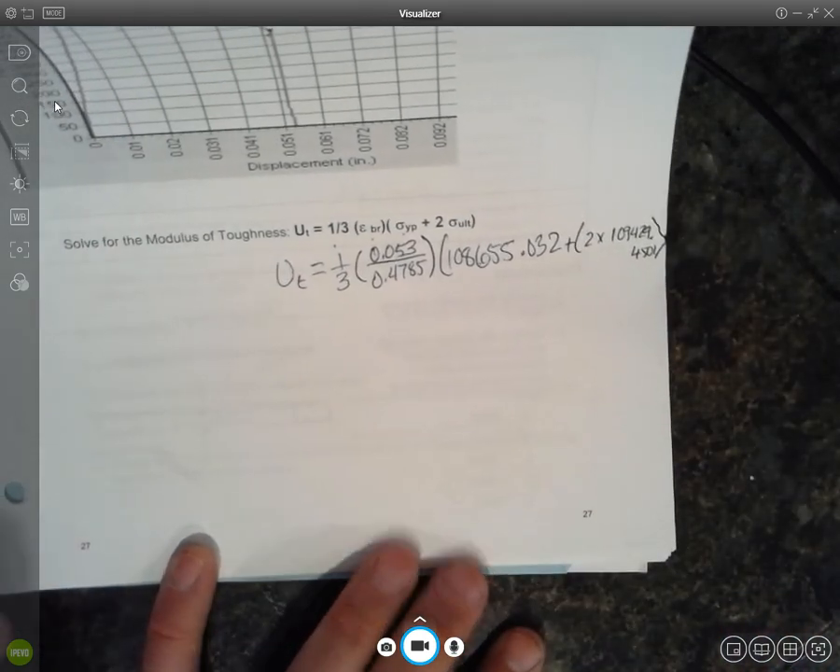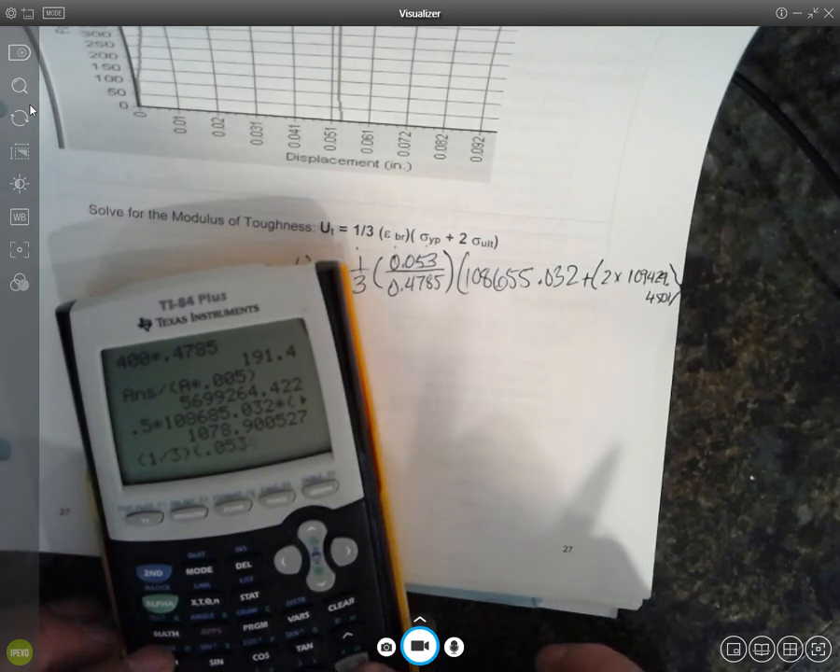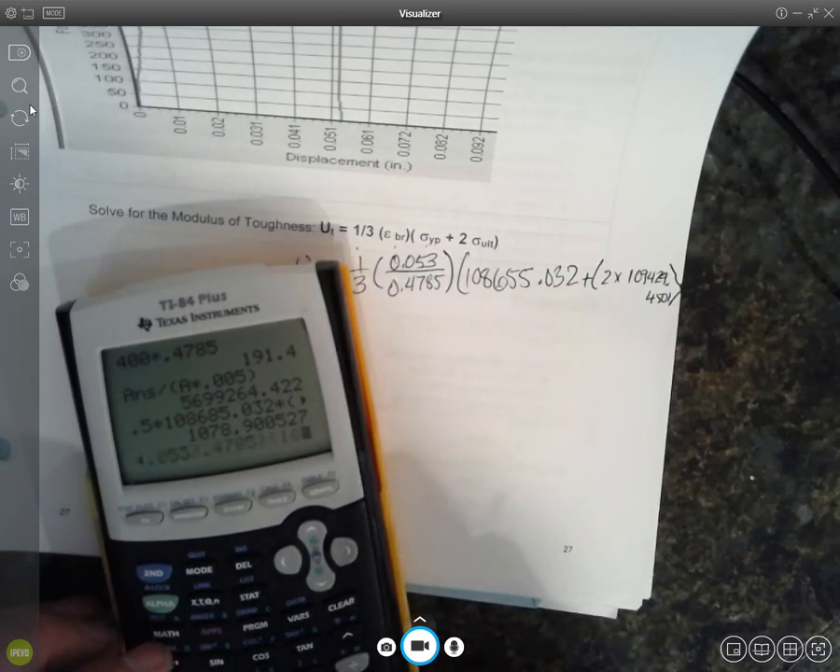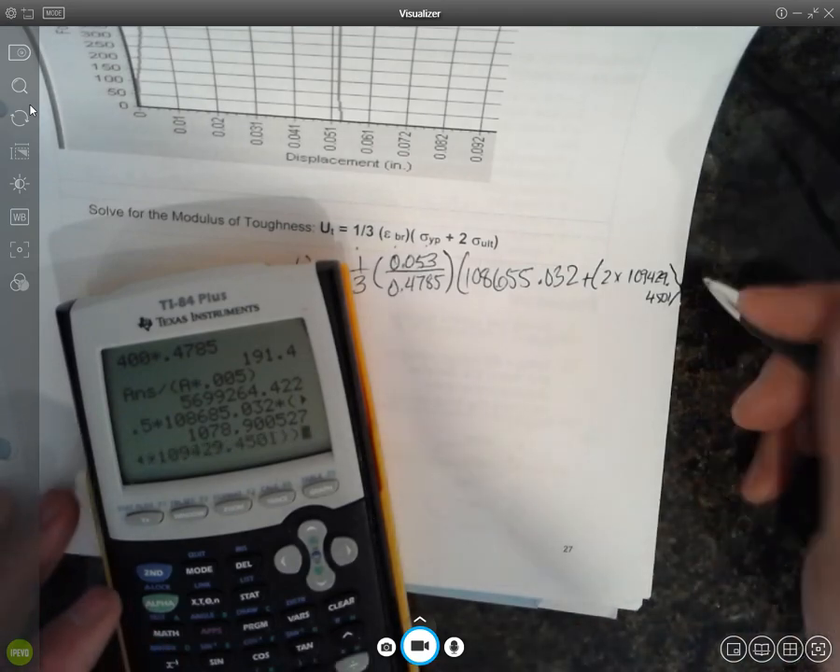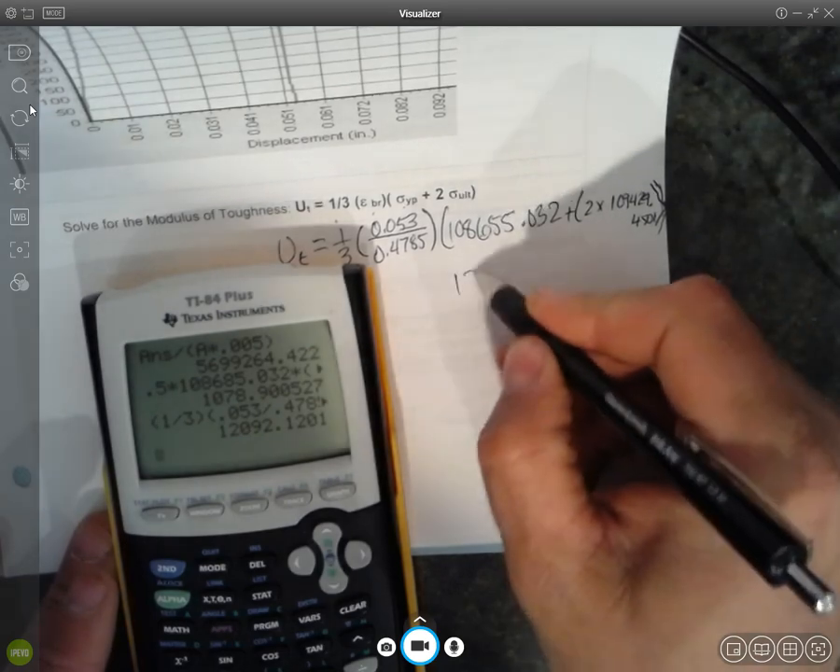All right. So there it is. Calculator, parentheses 1 divided by 3, close parentheses, 0.053 divided by 0.4785, close parentheses, 108,685.032, plus open parentheses, 2 times 109,429.4501, close parentheses, close them again. I actually need 2 here. Parentheses closed.